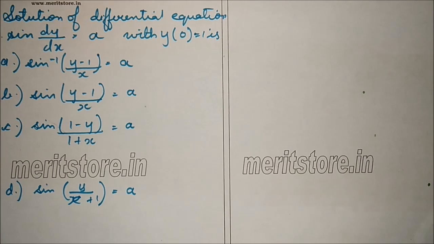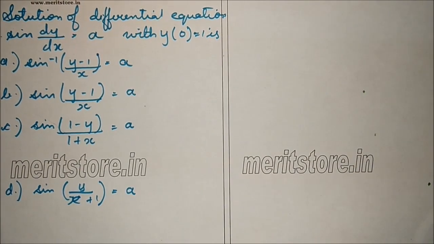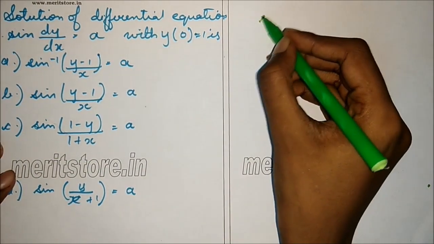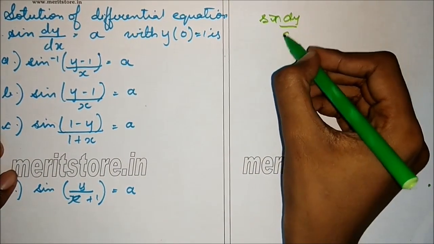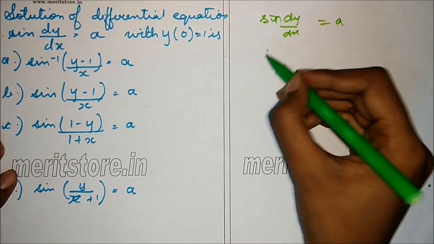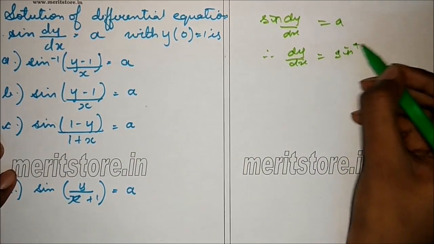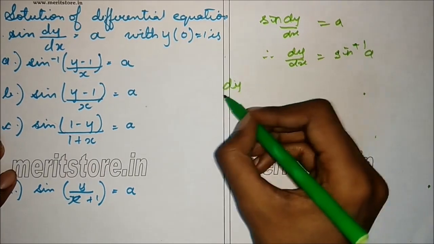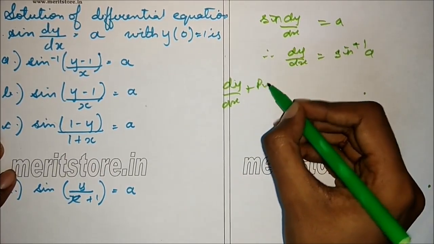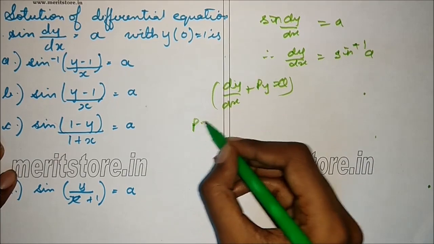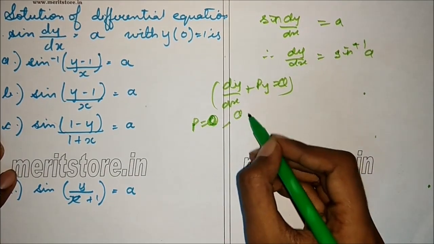Solution of the differential equation sin of dy by dx equals a with y of 0 equals 1 is. So given is sin of dy by dx equals a. Therefore dy by dx will be sine inverse of a. Now this is in the form of dy by dx plus py equals q, where p is 0 and q is sine inverse of a.